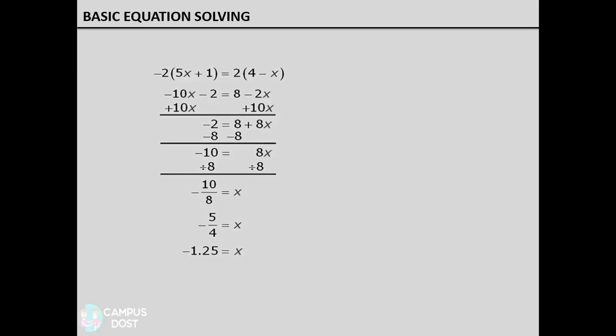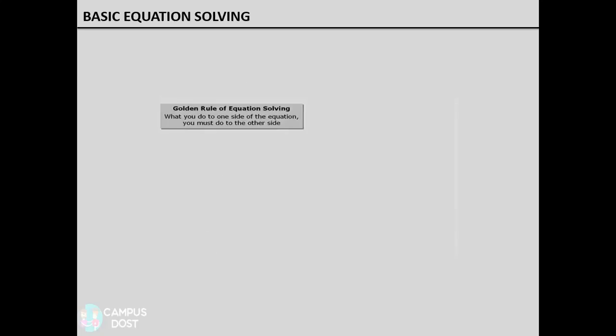Okay, that should be enough to get you started on equation solving. Remember that when you are solving equations, you must follow the rule that says what you do to one side of the equation, you must do to the other side. In other words, our goal is to isolate the variable by performing the same operations to both sides.